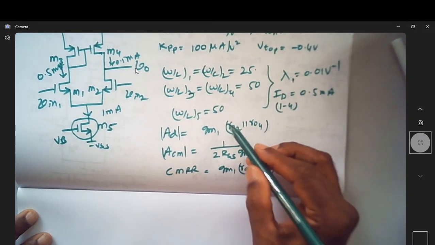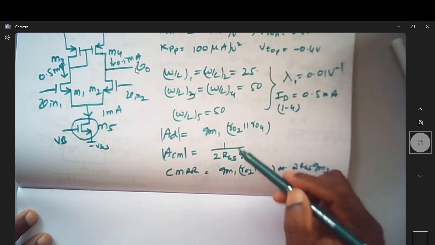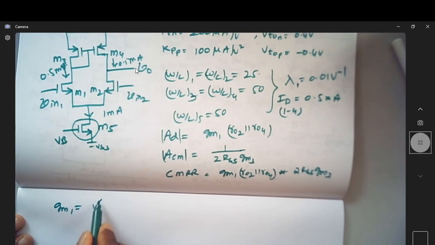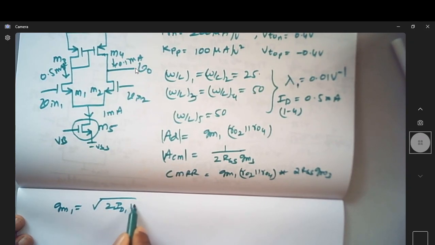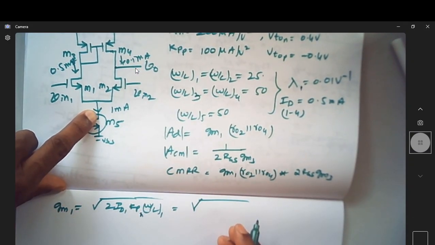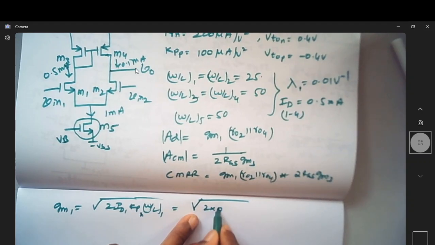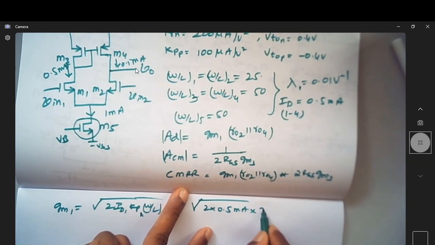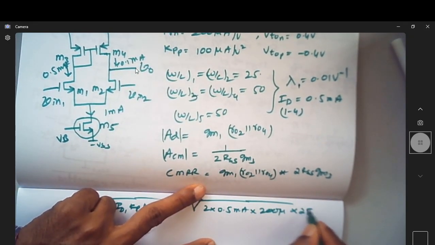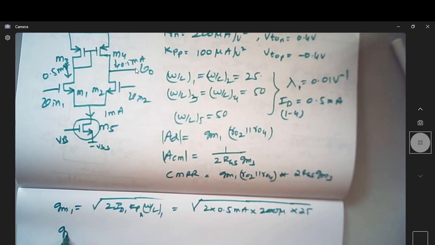Let us try to estimate all these values of GM1, R0 and then GM3. So we know that GM1 is equal to the square root of 2ID1 Kp W by L of the first transistor. This is NMOS. Let us find out how much this is. Because we assumed a current of 1 milliampere, here it is 0.5 flowing. It is 2 into 0.5 milliamperes multiplied by 200 micro into W by L. We have taken it as 25. So what is GM1 then?